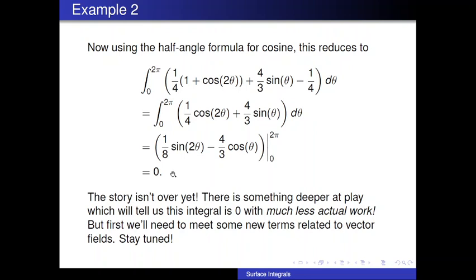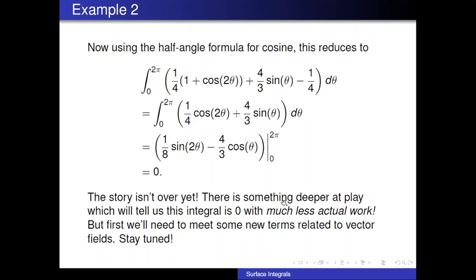So that should leave us wanting to know more. Why was that? So we'll say this story is not over, but this video basically is. There is something definitely more going on here. And there's a very nice, very clever theorem that will help us see that this integral is 0 by doing much less actual computational work and a little bit more high-minded thinking, which is something we love to be doing in this class and all of the time.